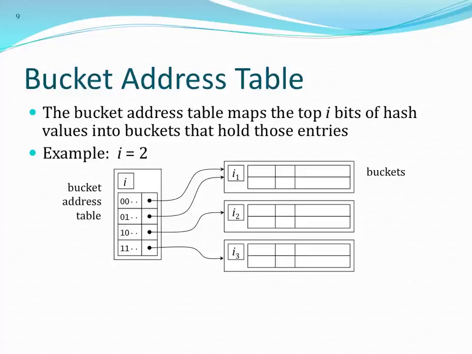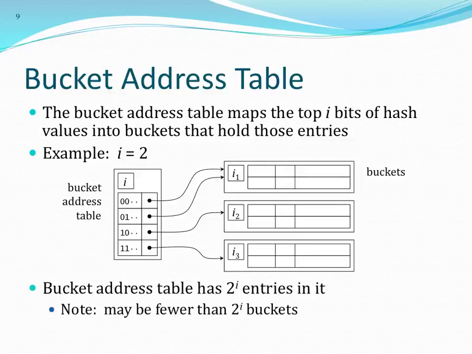But also, if the top 2 bits of the hash value are 0, 1, they map to the same bucket. So you can see that we can actually have multiple entries that map to the same bucket. But then we also have search keys whose top 2 bits of their hash value are 1, 0, which map to another bucket, and so forth. So we have a way of mapping hash entries to buckets, and we can tune this over time, so that allows us to make incremental changes very easily.